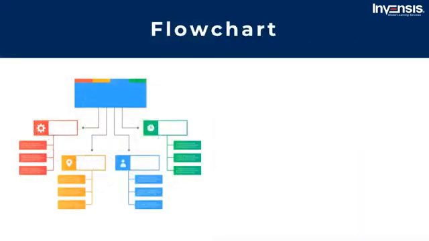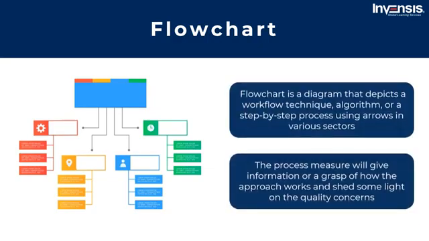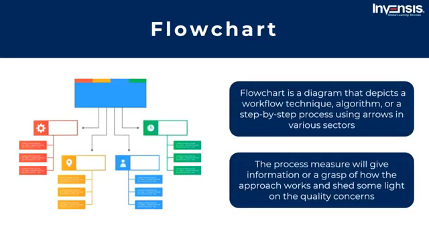The first on the list is flowchart. We have all heard of flowchart when we were in high school or college. A flowchart is a diagram that depicts a workflow technique, algorithm, or a step-by-step process using arrows in various shapes. Now, these flowcharts can be used to describe organizational arrangements, login systems, document work process flow, billing deal flow, and so on. A flowchart allows you to categorize the exact flow of situations in a system.